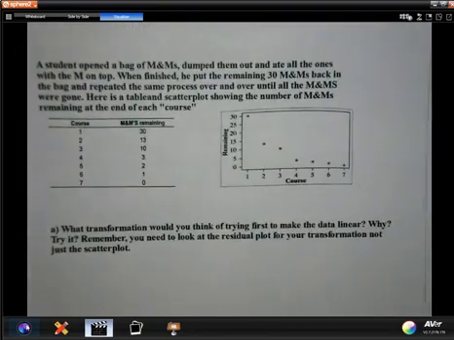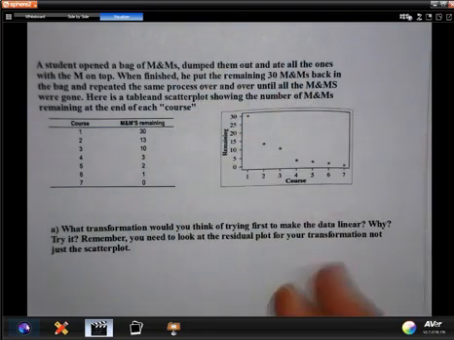So now we're going to look at our example. A student opened a bag of M&Ms, dumped them out, and ate all the ones with the M on top. So he took a bag of M&Ms, dropped them, and just let them fall, and only ate the ones that landed with the M showing up. If they didn't have the M, he didn't eat them. He put them back into the bag and repeated the process.